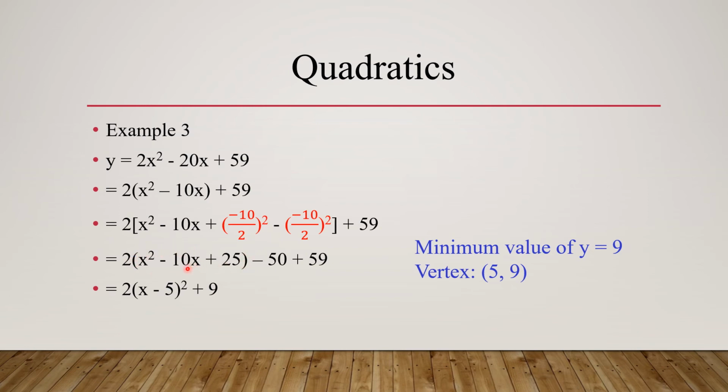And after factorizing it, this is again a perfect square. We can factorize it into this format, and then these two numbers add up to 9. Again, this is a graph opening upward because a is 2, greater than 0. So the minimum value of the whole function y is 9 when x equals 5. And the minimum point is actually 5, 9. And this is the vertex.